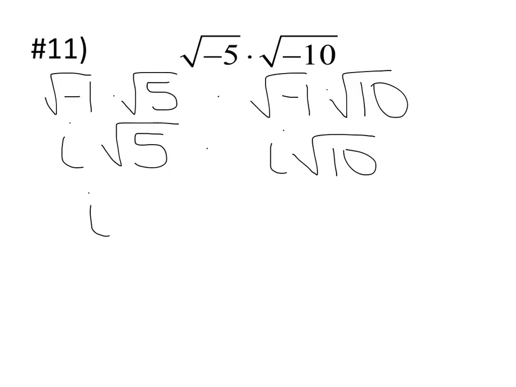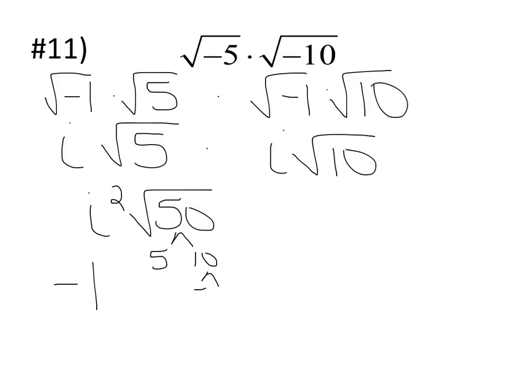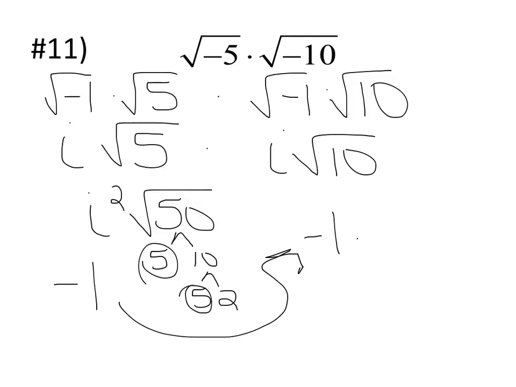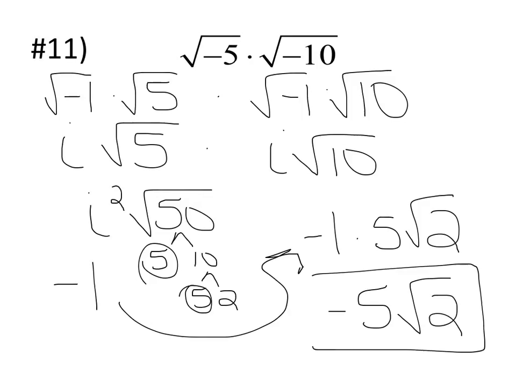So this gives us I squared, when you multiply them together, square root of 50. I squared is negative 1, and let's see if we can break this down at all. 5 times 10, and then 5 times 2. So we can bring a 5 out front. So I'm going to write this over here. Negative 1 times 5 square root of 2, which is going to give me negative 5 square root of 2.